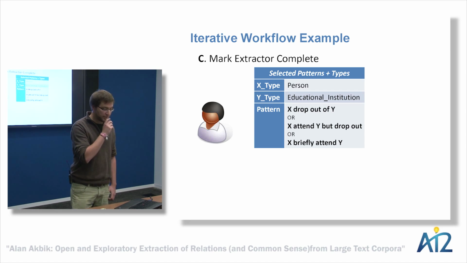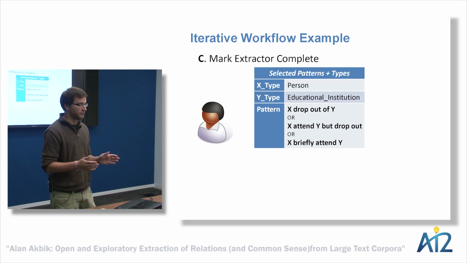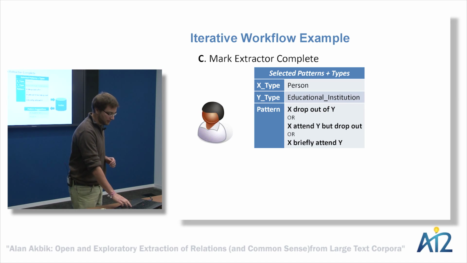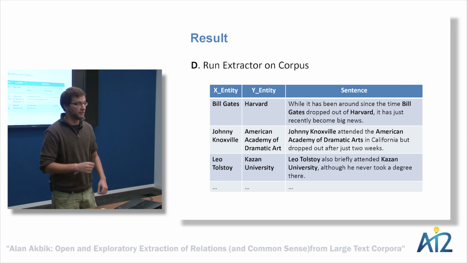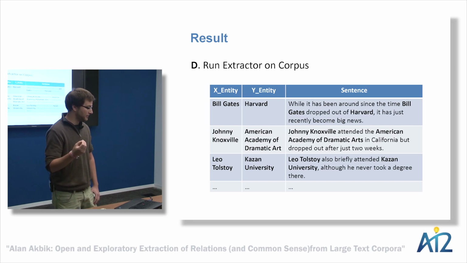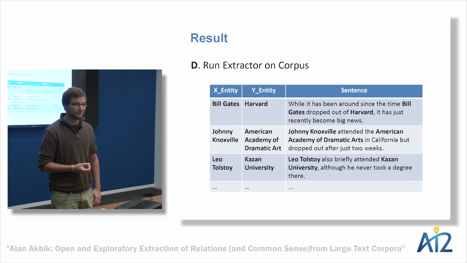Right, so we repeat this workflow until we have a set of patterns for the extractor. But we don't enter anything. We're just reacting to suggestions, right? We just say thumbs up, thumbs down, I like this, I don't like this. So this is very quick. At some point, there are no more good suggestions, and I mark the extractor as complete. I run the extractor on the corpus, and I find things like Bill Gates dropped out of Harvard and Leo Tolstoy out of Kazan University, right?